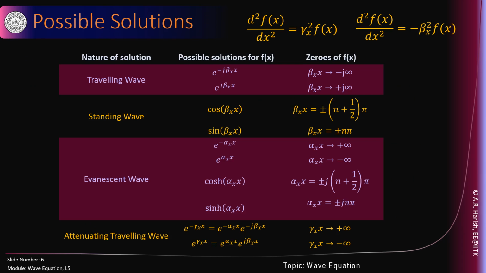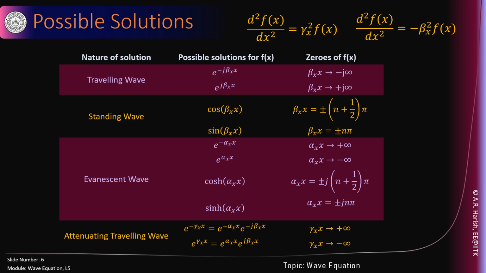Let us look at the possible solutions of this differential equation d2f upon dx square equal to gamma x square f of x. Gamma x is a complex quantity. Gamma x could in general be alpha x plus j beta x. Gamma x could be only j beta x, that is when alpha x is equal to 0. Then in that case the differential equation will be d2f by dx square equal to minus beta x square f of x. If gamma x is only equal to alpha x, then the equation will be straightforward, d2f by dx square equal to alpha x square f of x.